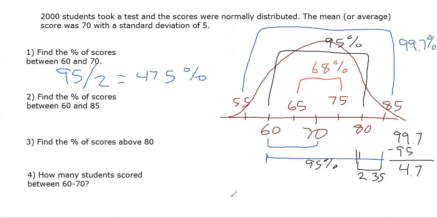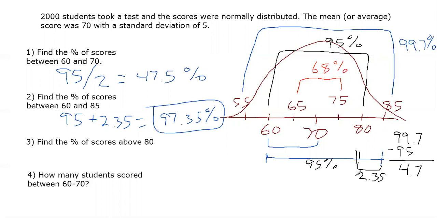So if I come over here to my question, I've got 95% between 60 and 80. I can add to that what we just found, the 2.35%, and I end up with 97.35% of the data landing between those two scores of 60 and 85. So there's a lot of different ways we can do this. We can add up those values, we can subtract them off. It just depends on which sections of this normal curve we're looking at.